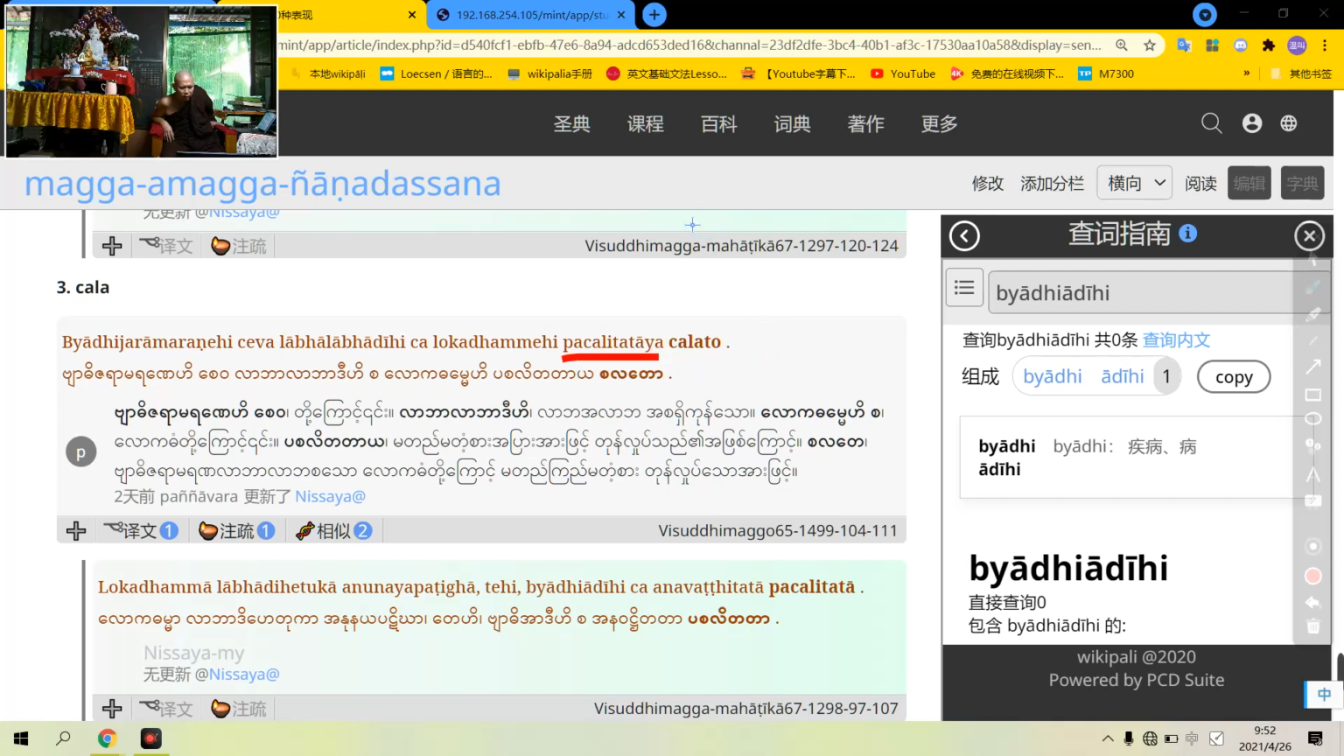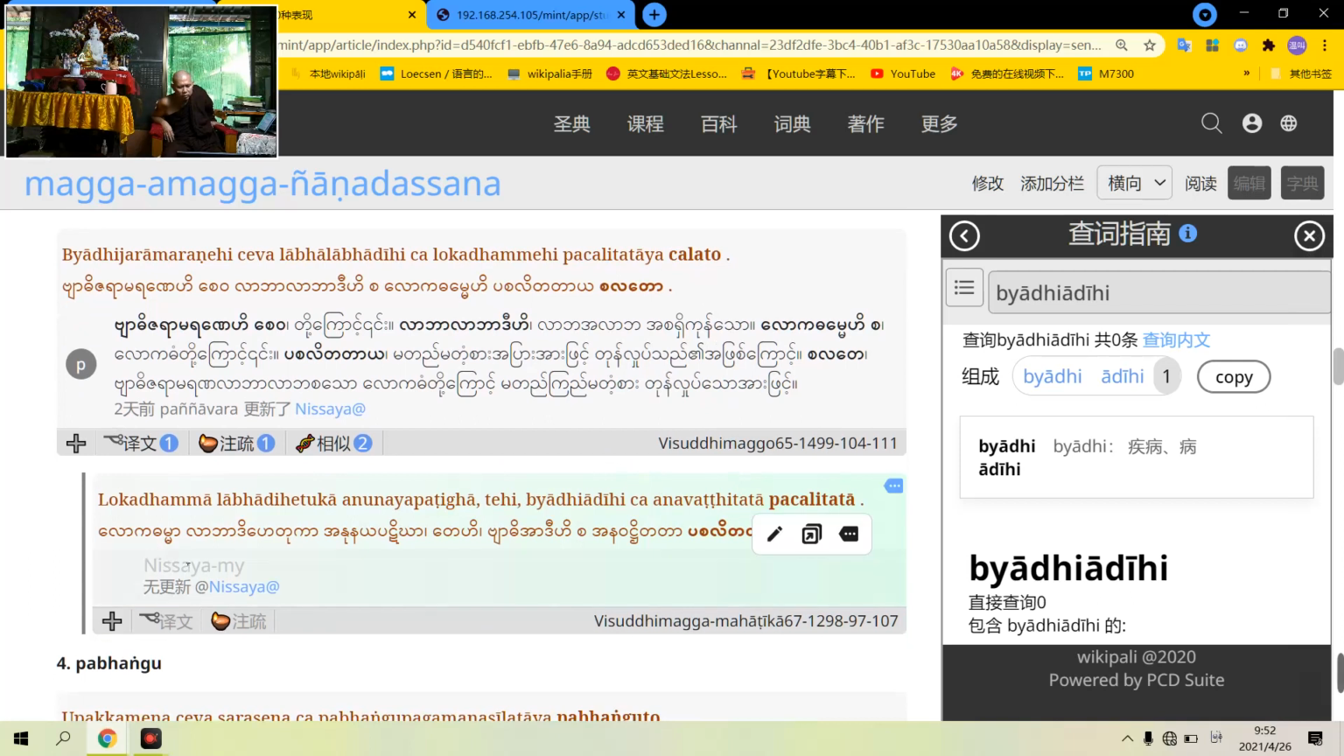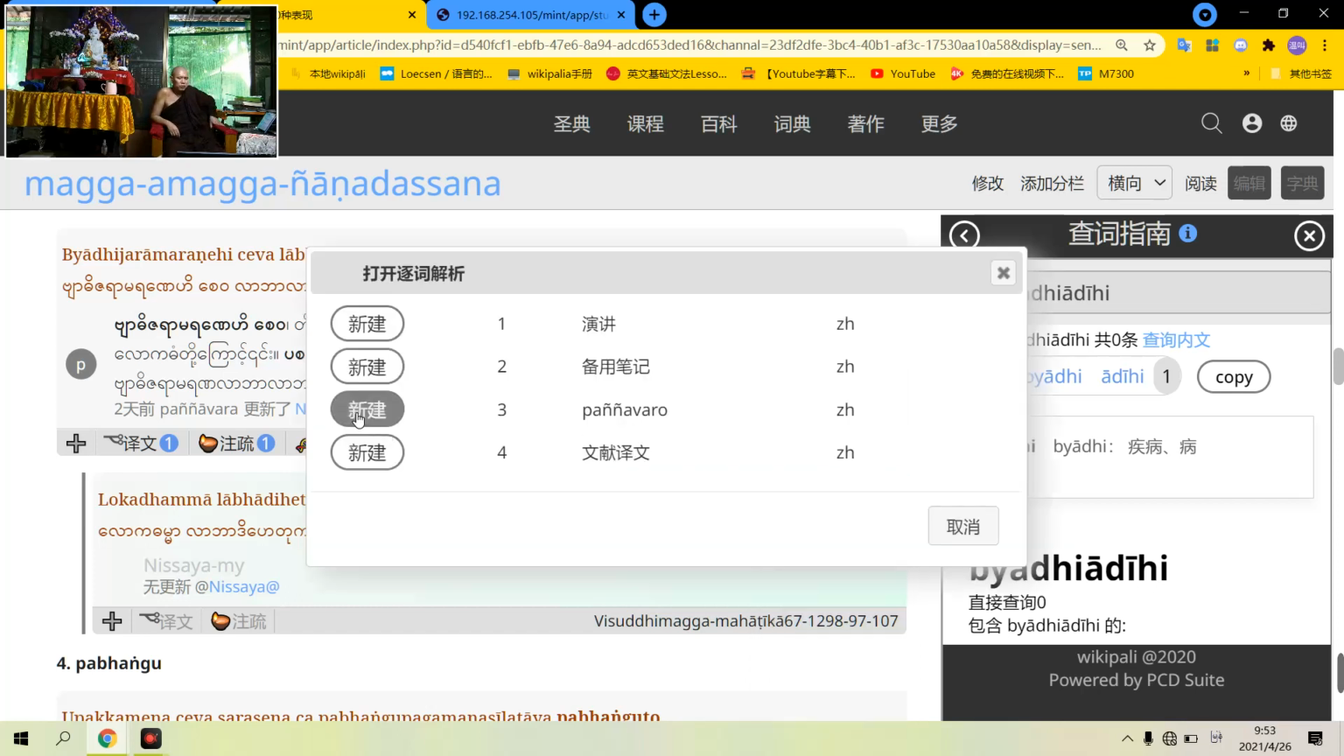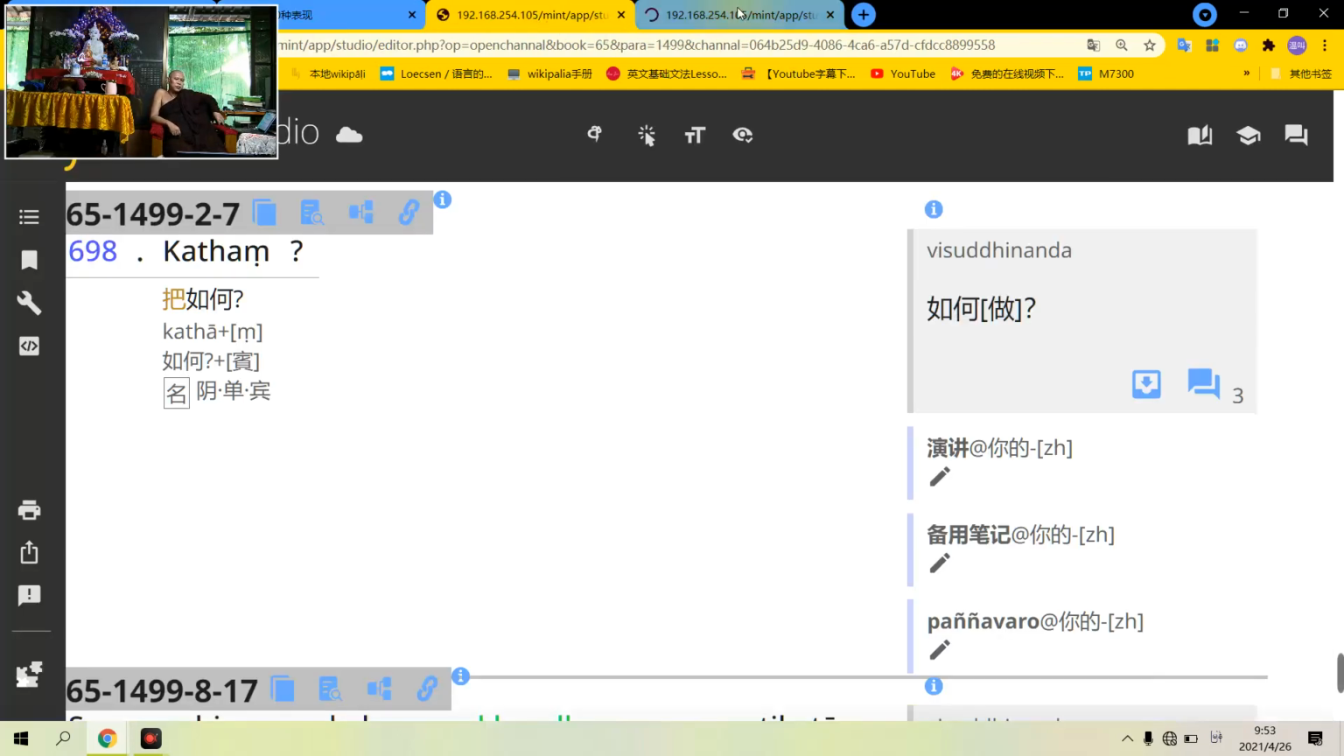So the root, the name also jala. Yeah, jala. Pachalitata. Also he explain again. Matika explain. Loka dhamma labha dihetuka. Anunaya padika. Tehi pyadi adihija anawatitata. Anawatitata is cannot be stand. Anawatitata is not stable. Not stable meaning that are always shaken.